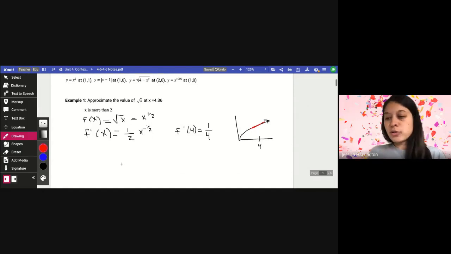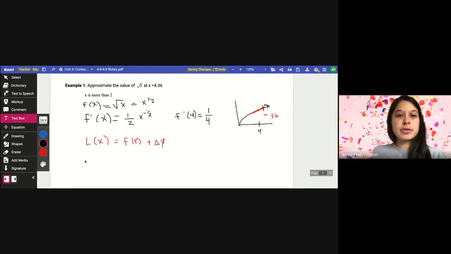So what we're going to do is find the linearization. We're going to call this L of x. I'm going to assume this is a linear function, and it's going to be equal to the value of the function at 4, because that's where it starts, right here. We know this tangent line intersects there. And then we're going to add the change in y, so that little change from here to wherever it's 4.36. Sorry, that's so sloppy.